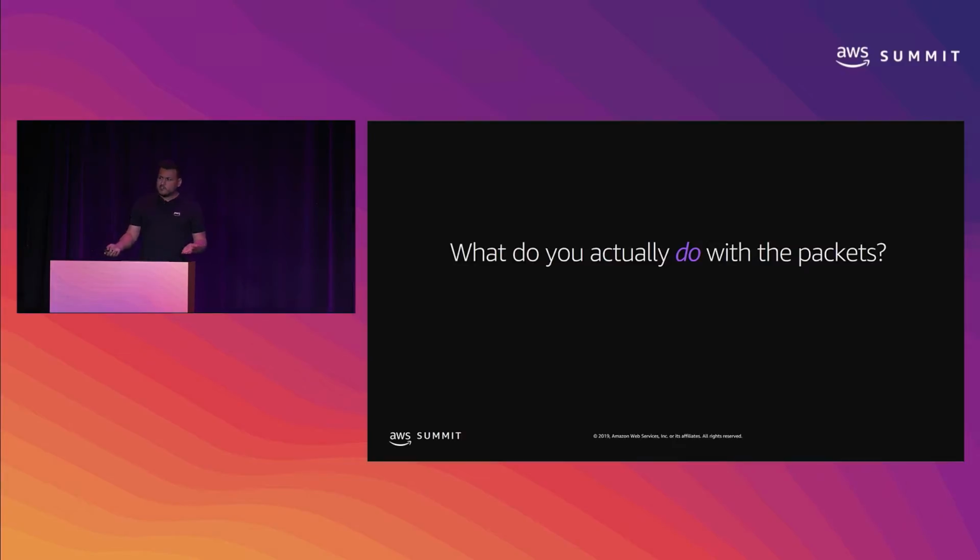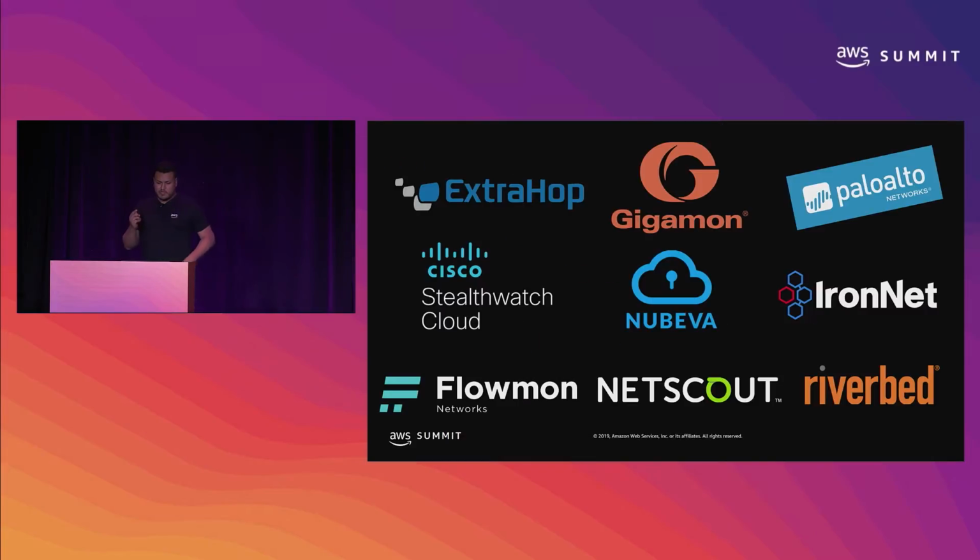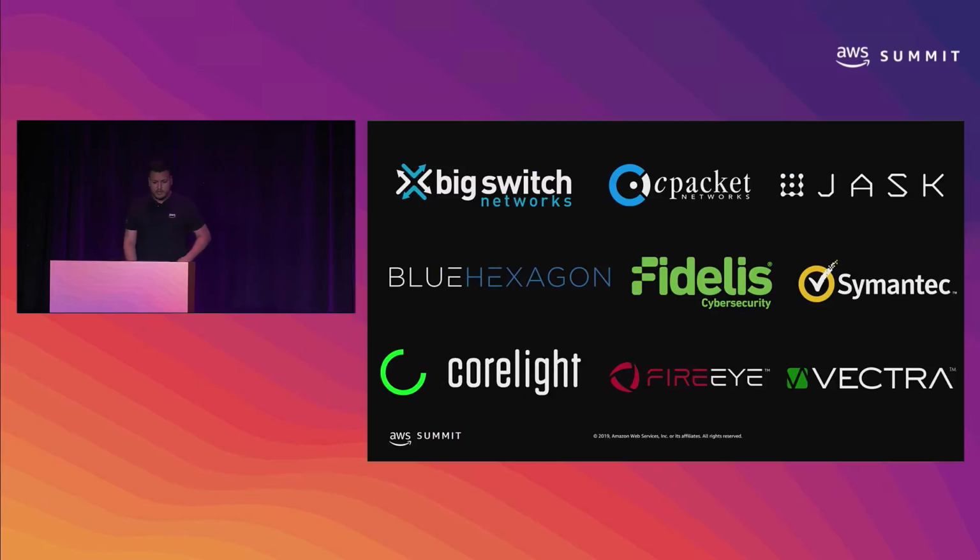So what do you actually do with the packets? Okay, we've been talking about traffic mirroring. That's great, right? But what do we actually end up doing with the packets? Well, our APM partners can actually come and rescue you here. Essentially, we launched with 20 partners on day 1, so that's actually pretty solid. All these different partners that you see on the screen, you got Nubeva, you got Cisco, NetScout, all these people are ready to help you with VPC traffic mirroring today. And also on this slide, we got people like Symantec, Big Switch, FireEye.